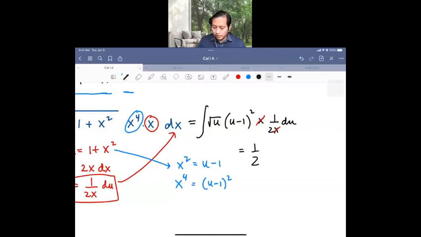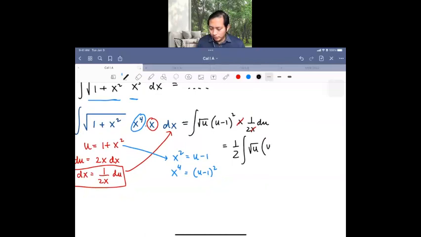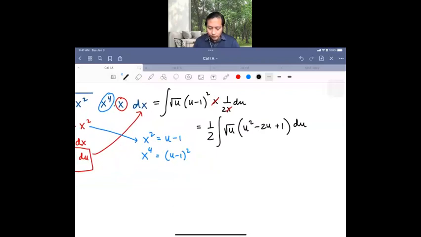Now we have half the integration of square root of u, and we need to expand the square: u squared minus 2u plus 1, du. And now one by one we need to integrate. So half, this will be u to the power of 2 plus half, it's 5 over 2, so u to the 5 over 2 minus 2u to the 3 over 2 plus u to the half, like that, du.